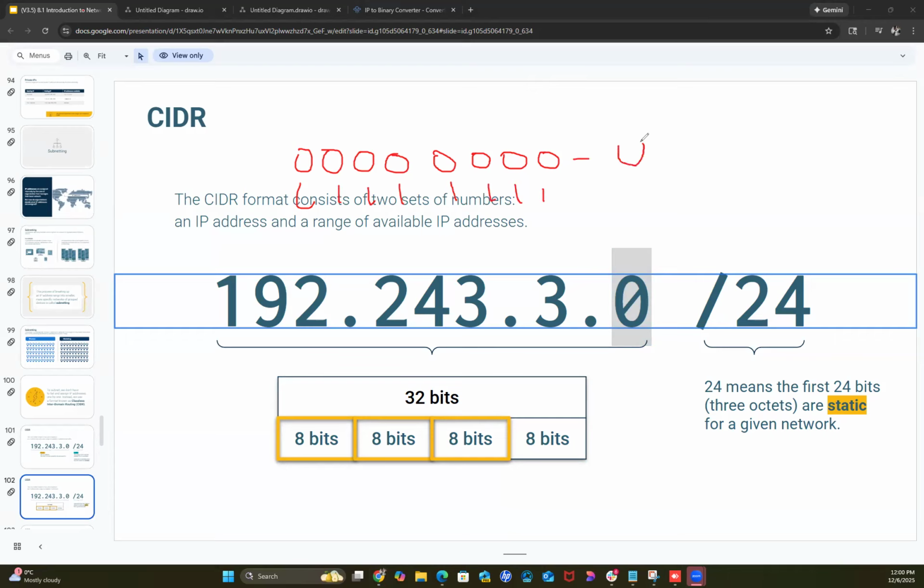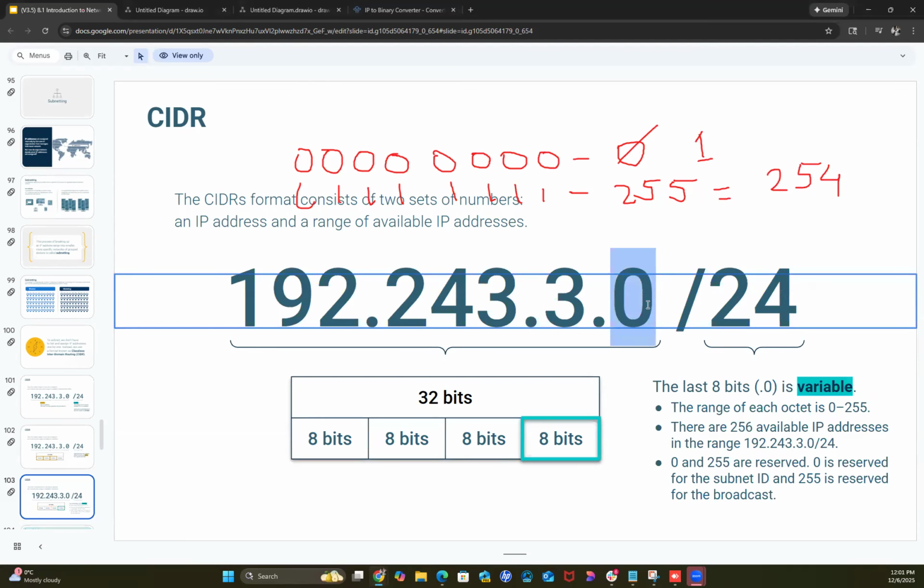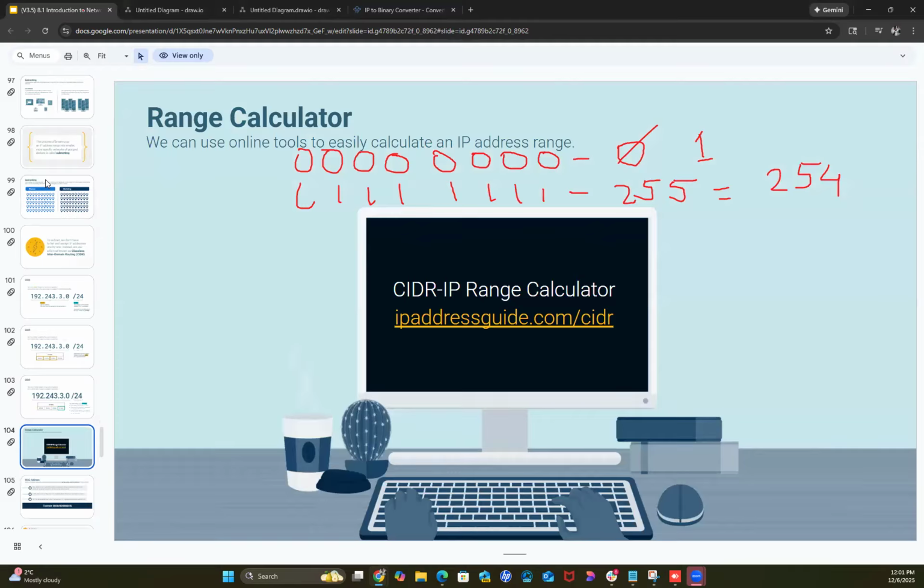All zeros is decimal 0, and all ones is decimal 255. So 0 is not used as an IP, and we start from 1. So from 1 to 254, the total usable IP is 254. So when we write 192.243.3.0/24, it means 254 IPs are usable here. Basically the last 0 is 8 bits, starting with 00000000 and ending with 11111111, meaning 254 IPs are used. This is the mathematical explanation.